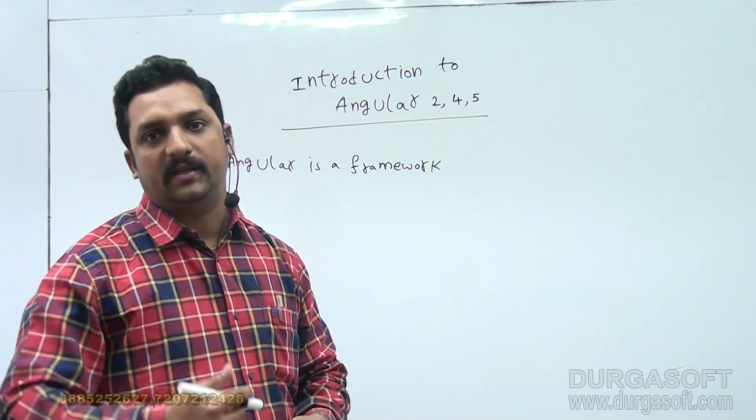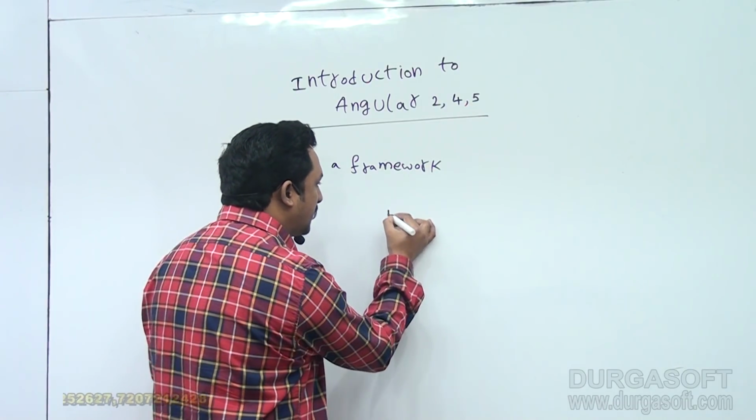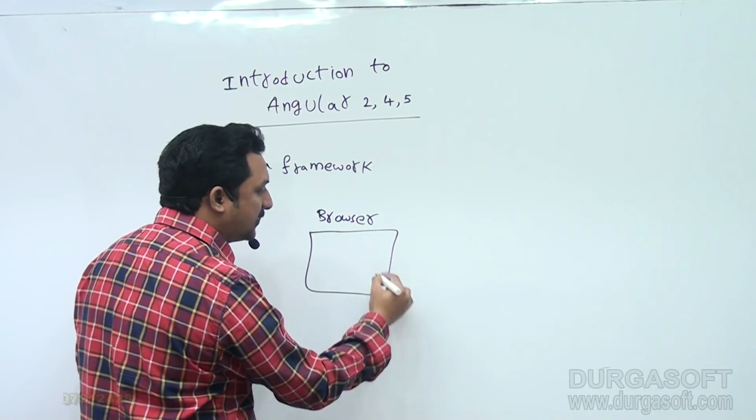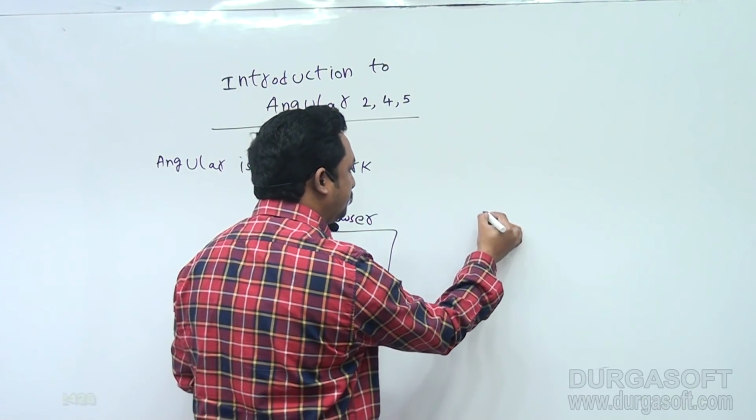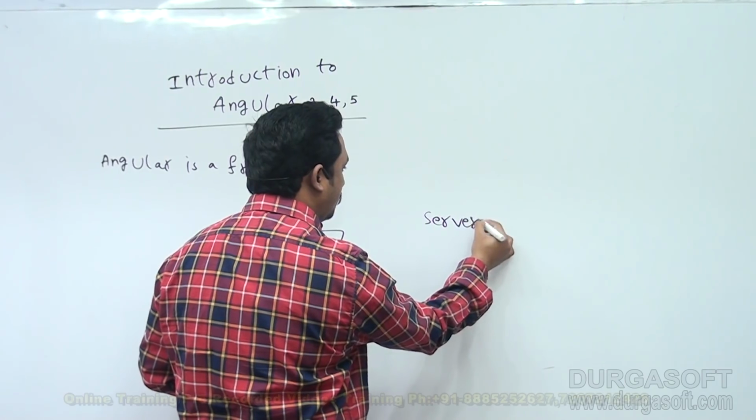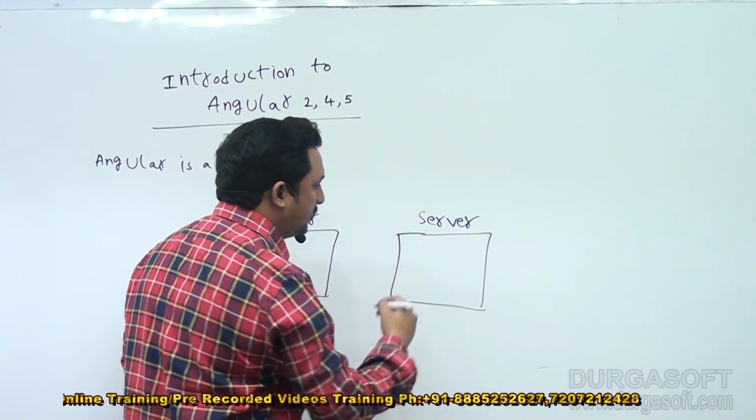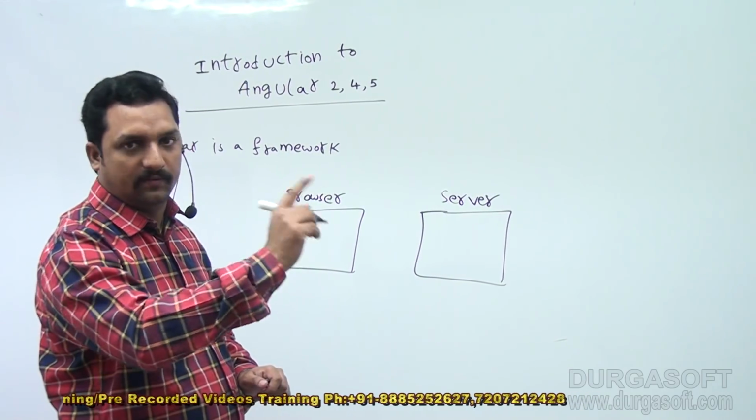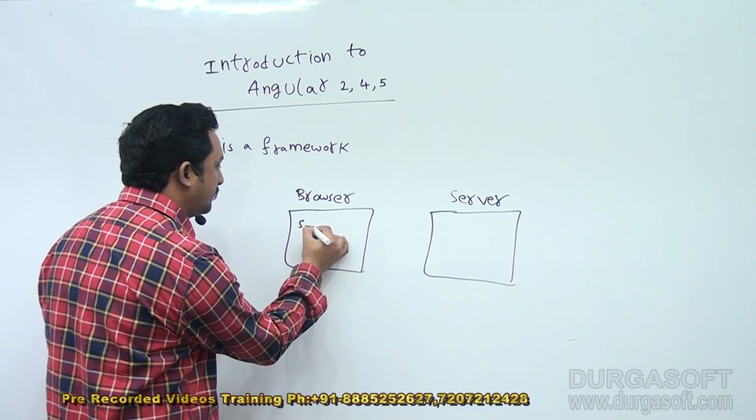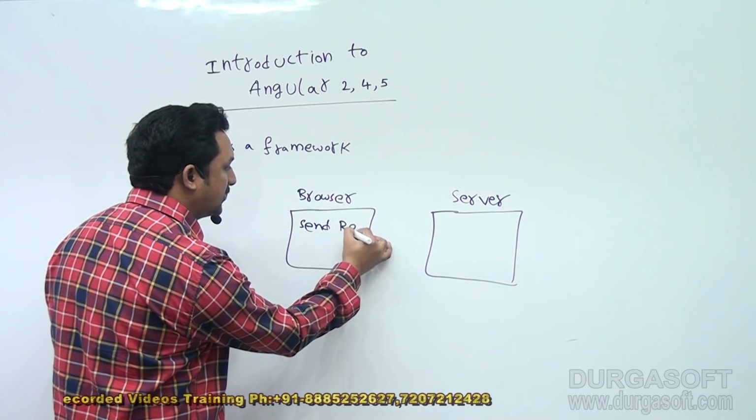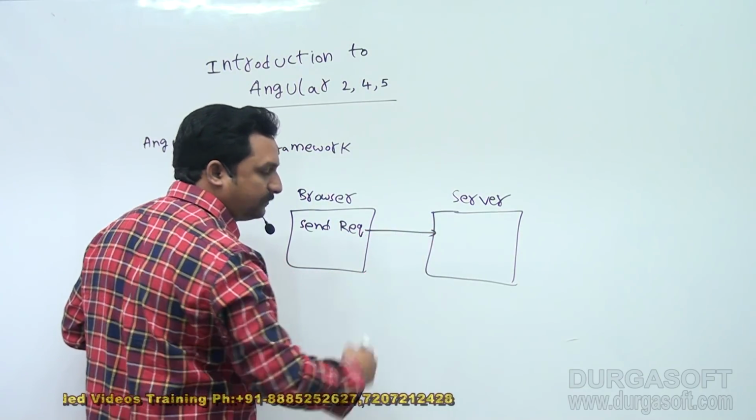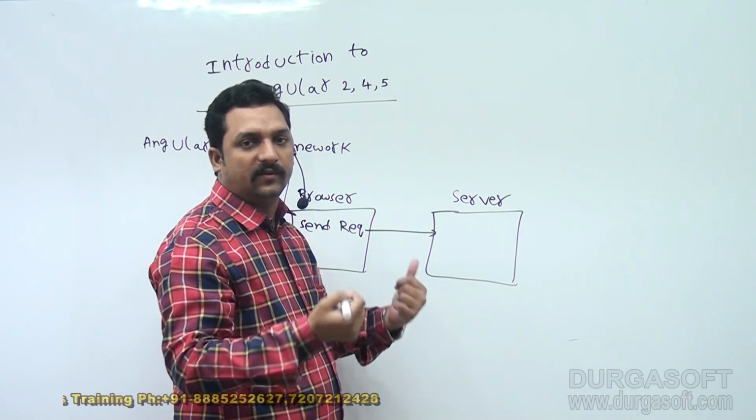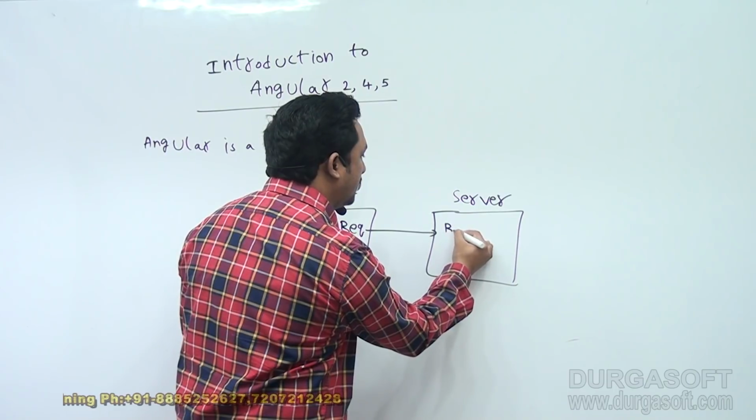See how the web executes. Listen, first we have a browser. This browser makes a request to the server. So the browser's first responsibility is what? Sending request to server. What is the server's first responsibility? Receiving the request from the browser.